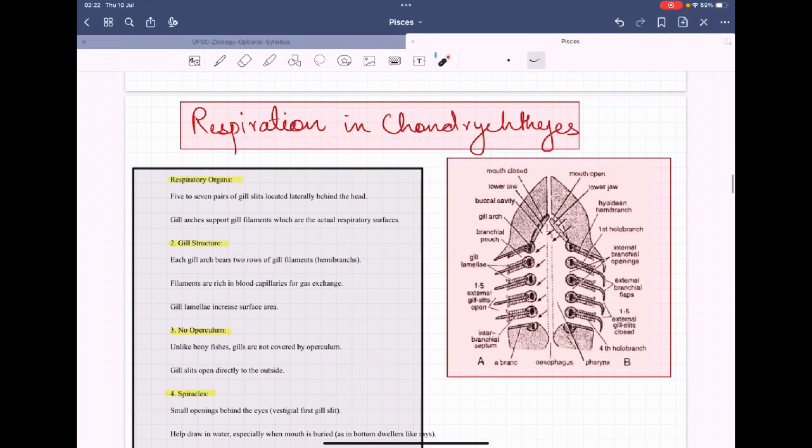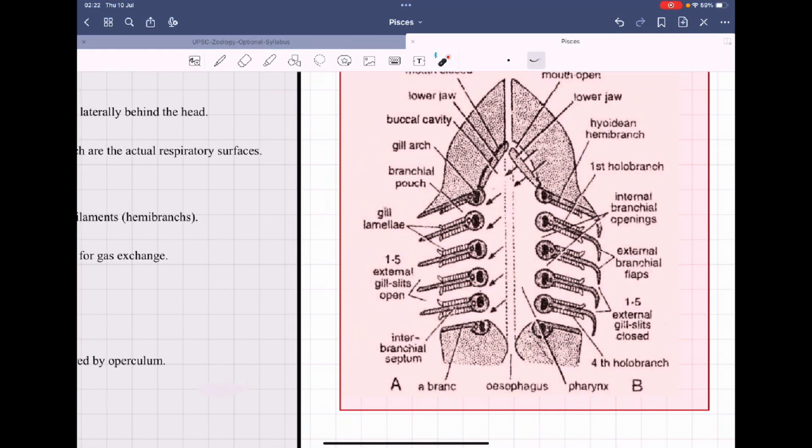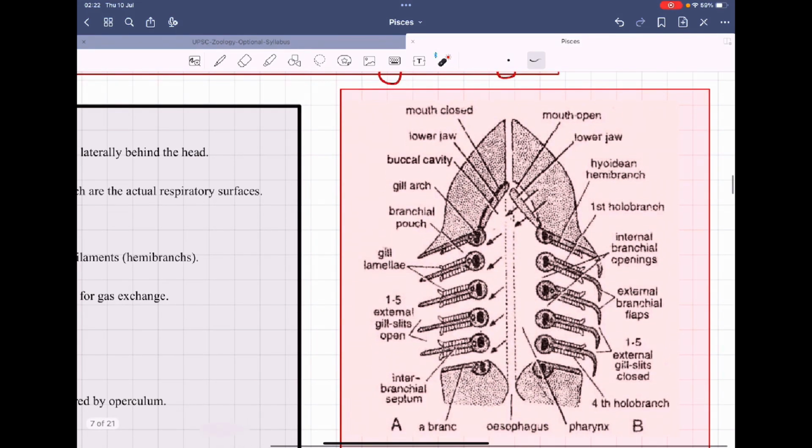Then about the respiration in the chondrichthyes. If you closely see the structure of the chondrichthyes, you will observe that there is one common mouth opening. When the mouth opens, there are different gill lamellae. These are the gill lamellae. This type of gill lamellae is called holobranch gill lamellae. Holobranch gills. And here we have hemibranch, that is the lamellae are present only on one side.